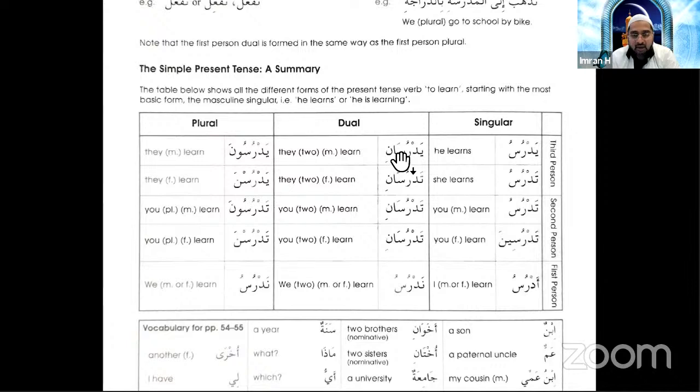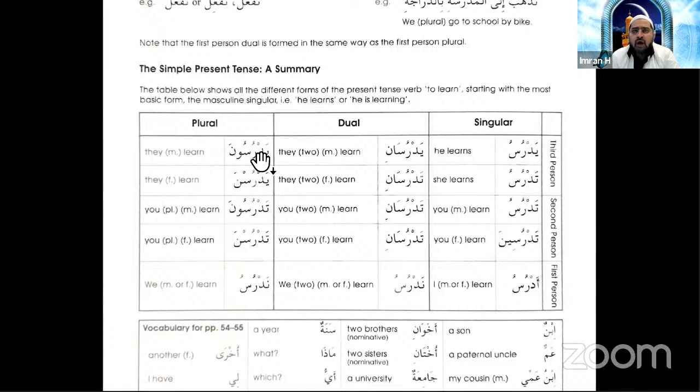So what happens there? We add the alif and the noon. It indicates two individuals. They both are learning. And when we want to say they all learn, masculine, we add the waw and the noon. And whenever there is a waw, the letter before the waw always has a dhamma. That's a ruling. So yadrusu, he learns. Yadrusani, they two learn. Yadrusuna, they all learn.